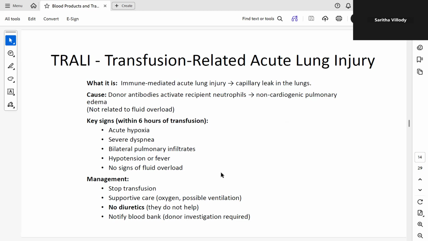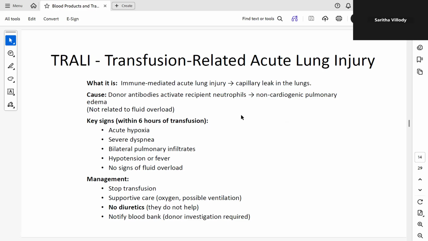TRALI, or transfusion-related acute lung injury, is an immune-mediated injury. So this is different from TACO. The other one is just circulatory overload. In this case, there is some immune-mediated reaction happening. Our immune system is triggered, which causes capillary leak in the lungs. The biggest thing here is the donor has antibodies which activate the neutrophils in our body, which causes capillary leak. So this causes pulmonary edema.